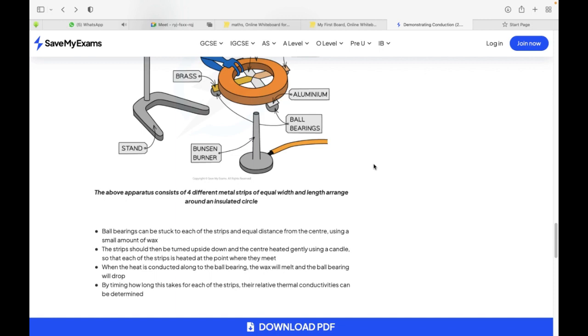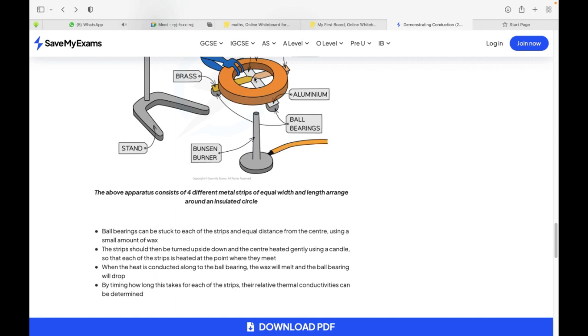Then the strips should be turned upside down. The metal strip, after you have fixed it, should be turned upside down, and then the sets are heated gently using a candle. So we heat the center gently using a candle and see what is going to happen, so that each of the strips is heated at the point where they meet. So the heat is supplied at the point where they meet. It's not like you heat one metal and the other one is not getting the heat. So you heat the center where they meet.